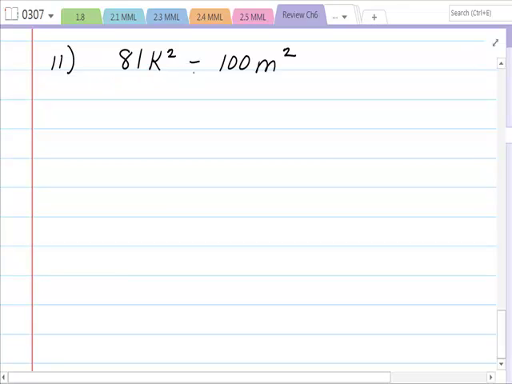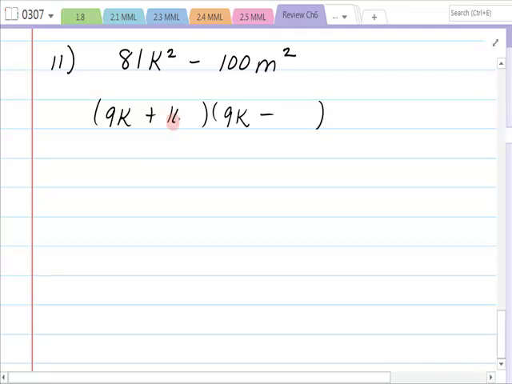So this is the difference of two squares. 81's a perfect square, k squared. A difference, 100's a perfect square, m squared, a perfect square. So here we go. One plus, one minus. What's the square root of 81? 9. So I need 9k. Square root of 100?